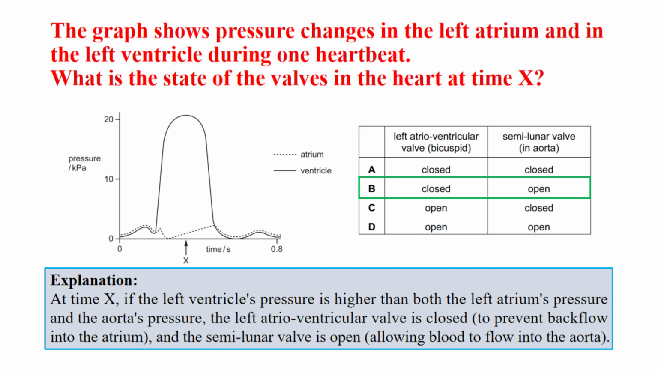To determine the correct answer, we need to understand the typical pressure changes during the cardiac cycle. At time x, if the pressure in the left ventricle is higher than in both the left atrium and the aorta, this suggests the following. Firstly, the left atrioventricular valve, the bicuspid valve, is closed to prevent blood from flowing back into the atrium. Secondly, the semilunar valve in the aorta is open, allowing blood to be ejected from the left ventricle into the aorta. Thus, the correct state of the valves at time x is B. Left atrioventricular valve closed, semilunar valve open. This configuration aligns with the typical heart function during ventricular contraction.